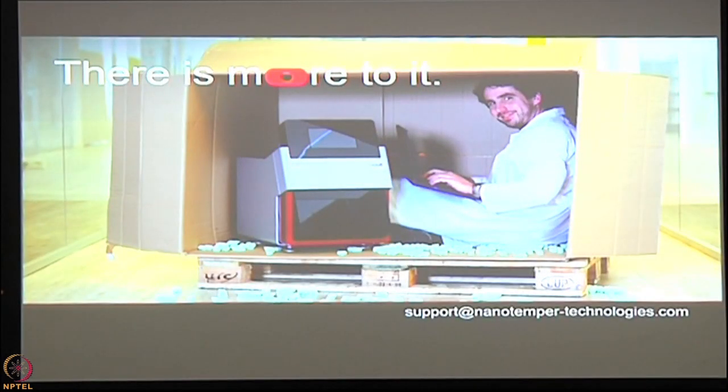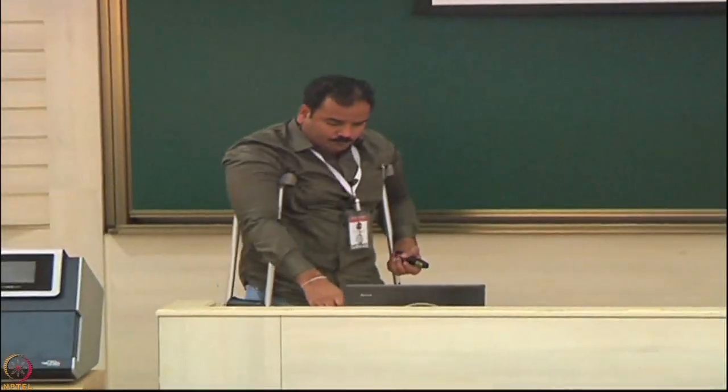The final slide is always what I say. As I said in the beginning, it is a company of scientists. So it's not just about the instrument, it is all about giving good support. You're always bundled with a good scientist to support you and develop the assays on your own. So that's all I want to tell.